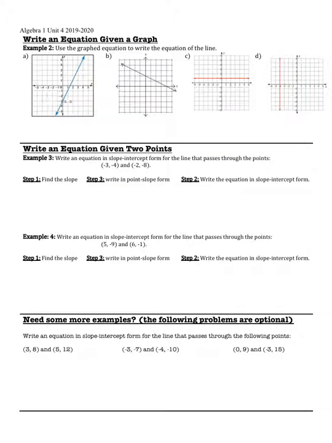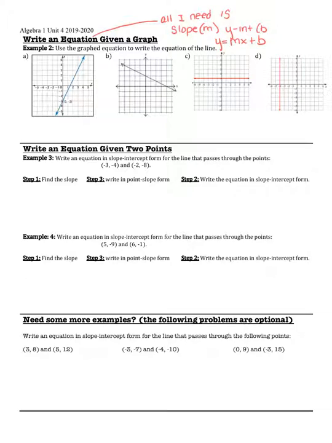So now we're going to take a graph and go in the opposite direction. We're going to now write the equation. Before, they gave you the information, and now I've got to pull that information out. So all I need to write an equation is slope, which we know how to calculate, and the y-intercept, right?